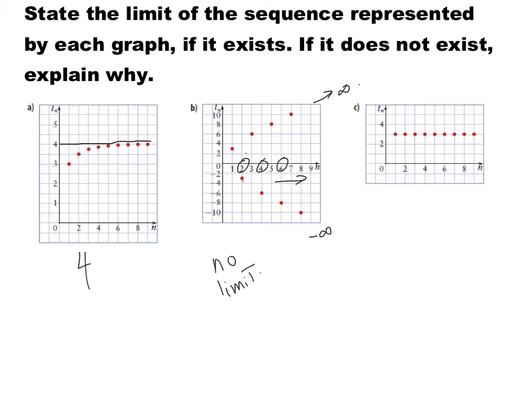And the last one, which is graph C, as you can see, when n is increasing, the function is always equal to 3. So the limit is 3 in this case.